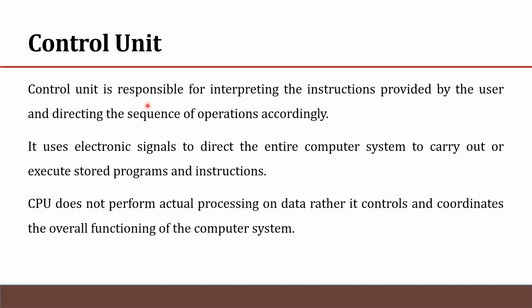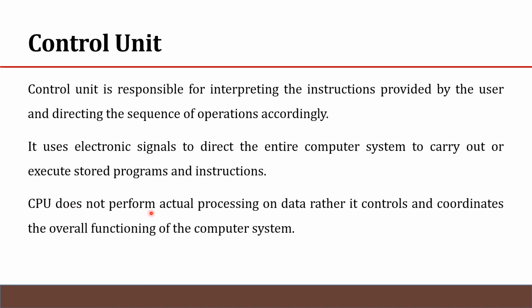The control unit is responsible for interpreting the instructions provided by the user and directing the sequence of operations accordingly. So the instructions given by the user are interpreted by the control unit, and this control unit generates the control signals accordingly. It uses them to direct the entire computer system to carry out or execute the stored programs and instructions. So this control unit generates the appropriate control signals to direct the entire system.